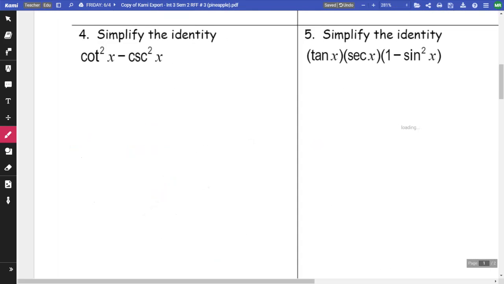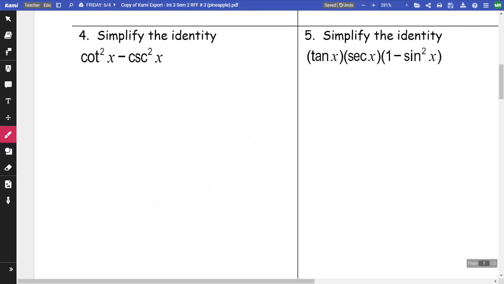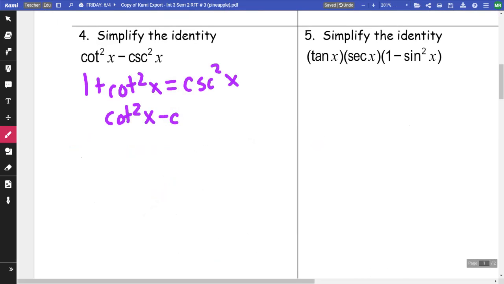On 4, we're trying to simplify this. So what I do know is that 1 plus cotangent squared x is equal to cosecant squared x. It's one of those triples, Pythagorean identities, I should say. And so if I was to keep my cotangent squared x here, and I was to subtract my cosecant squared x from both sides, and then I would take the 1 to the other side, the answer to this is negative 1.